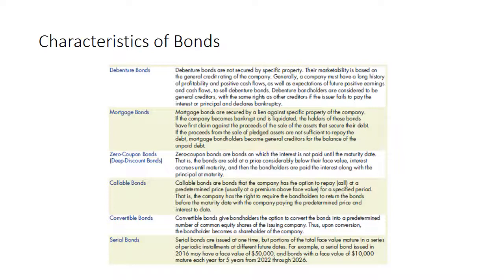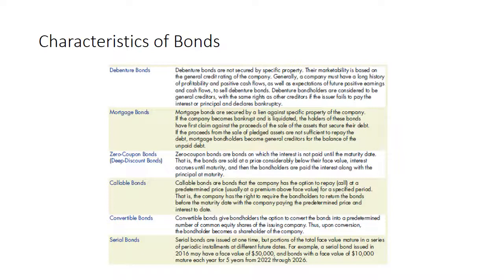Mortgage bonds are secured by a lien against specific property of the company. Zero coupon bonds are bonds on which the interest is not paid until the maturity date. So they don't pay any interest during the time the bond is held by the bondholder. They get the interest when the bond matures.